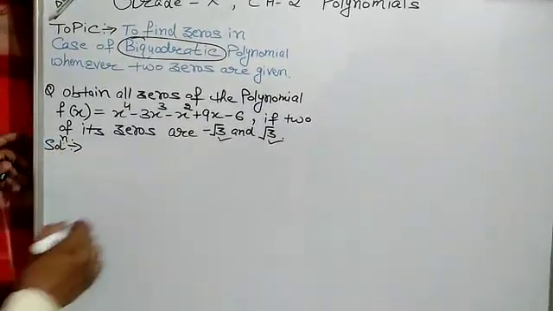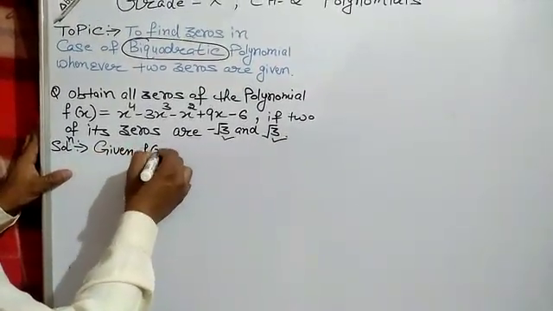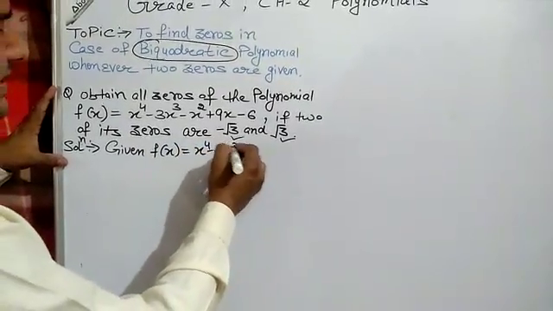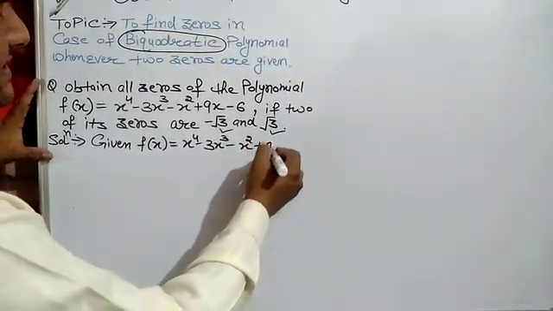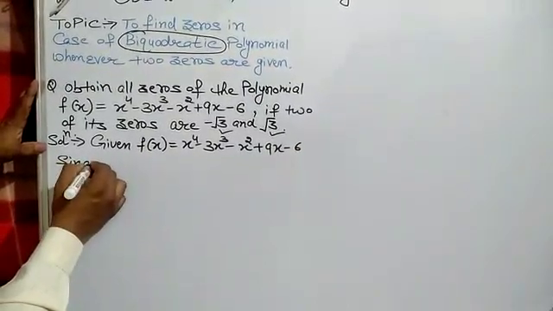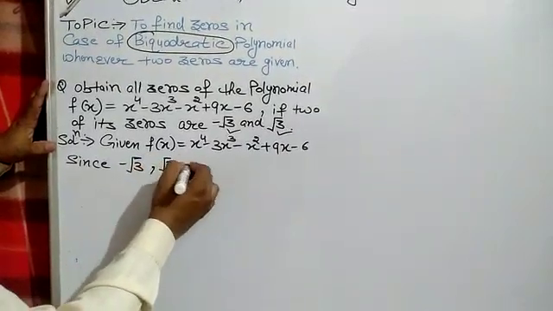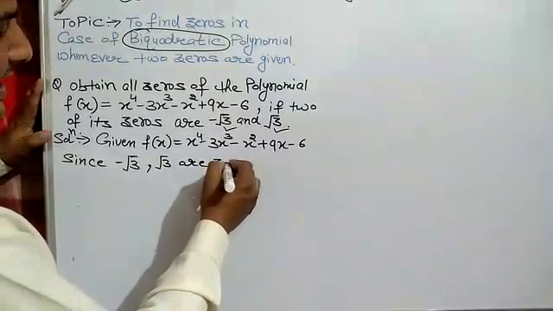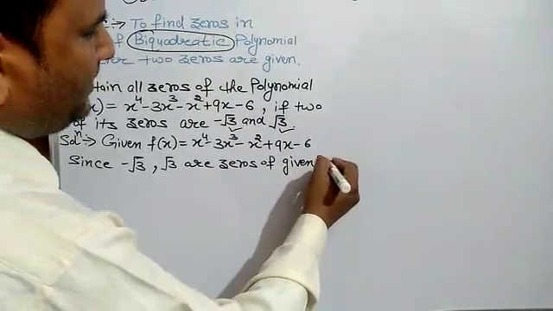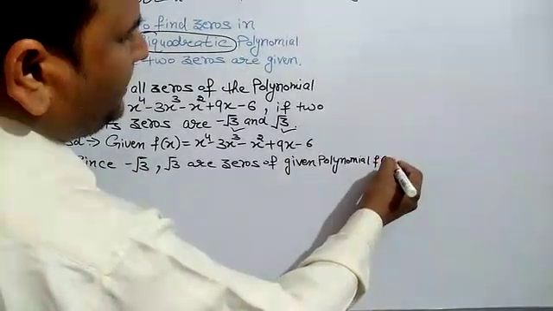See, what is given to us? Given polynomial, that is f of x, which is equals to x to the power 4 minus 3x to the power 3 minus x to the power 2 plus 9x minus 6. Since minus root 3 and root 3 are zeros of the given polynomial, what is our polynomial? That is f of x.